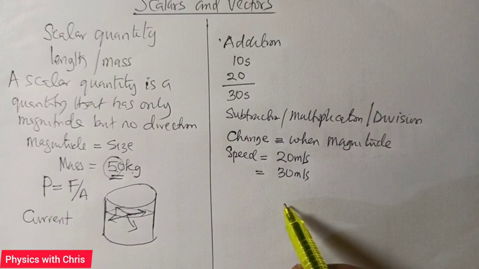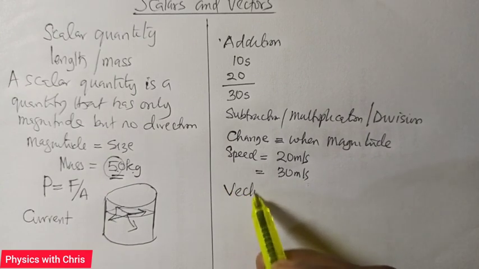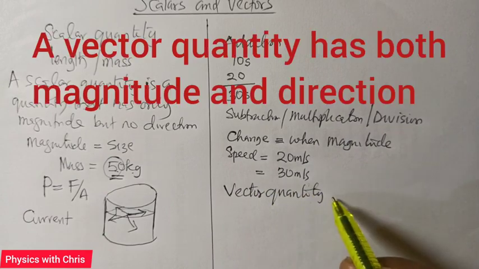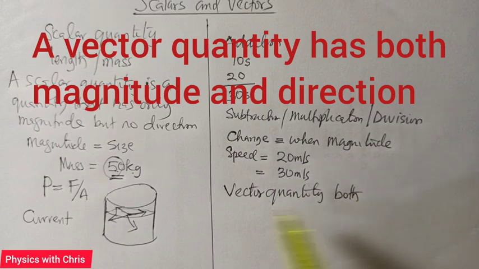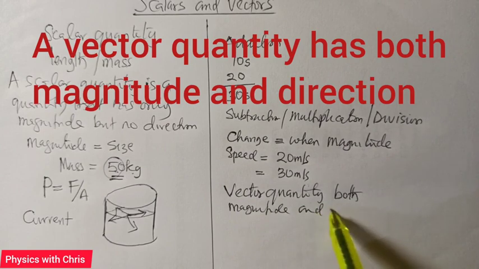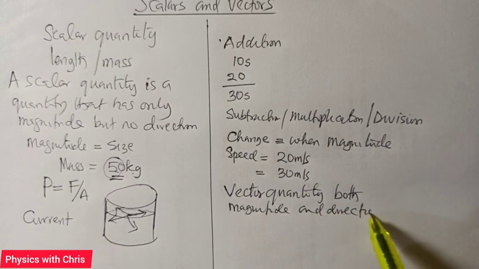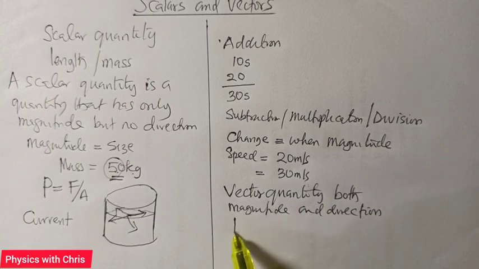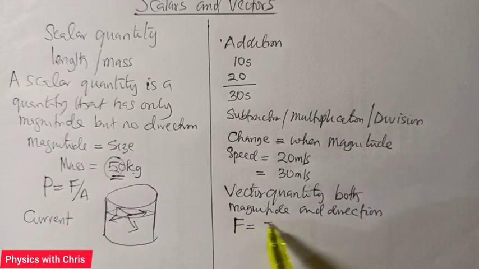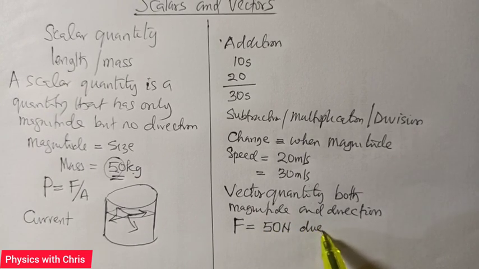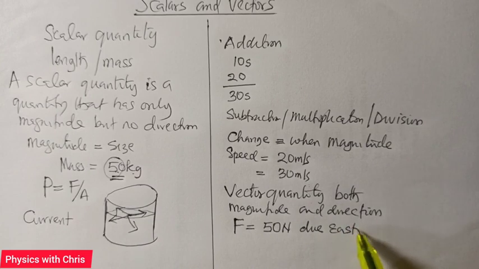But what is a vector quantity? A vector quantity is a quantity that has both magnitude and direction. That's a vector quantity. Which means a vector quantity takes a magnitude, a unit, and a direction. An example is a force of 50 Newton acting in a direction due east.